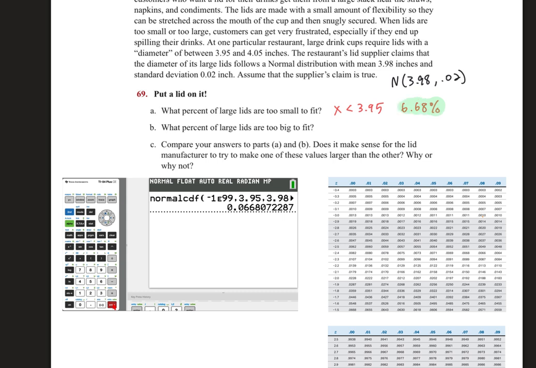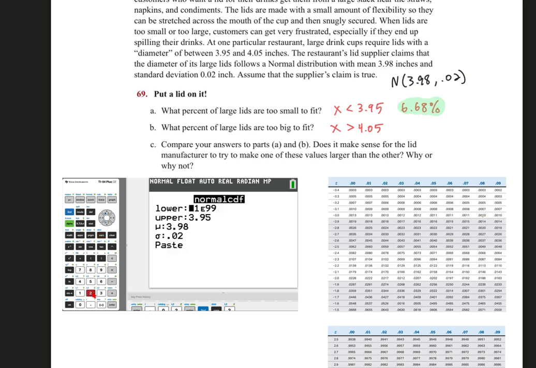Okay, so next they say for part B, what percent of large lids are too big to fit? Too big is bigger than 4.05. So we want to know when x, one of the values, is bigger than 4.05. Let's go back to the calculator. Still looking for percent, so we'll still do normal CDF. Okay, so now our lower bound is the 4.05.